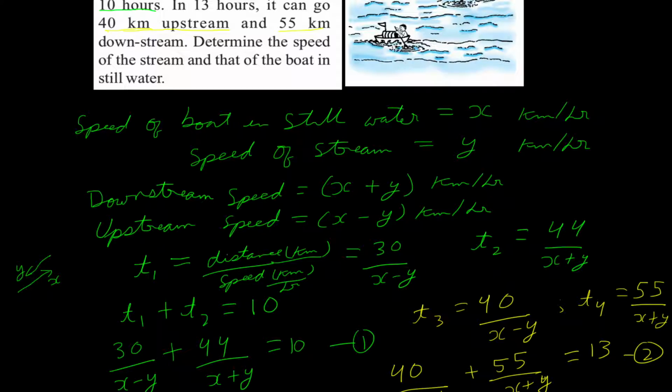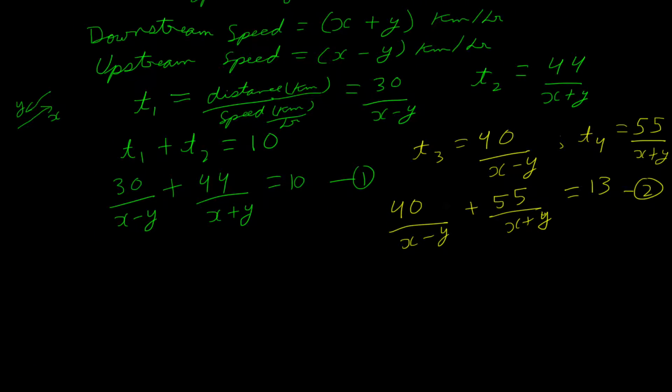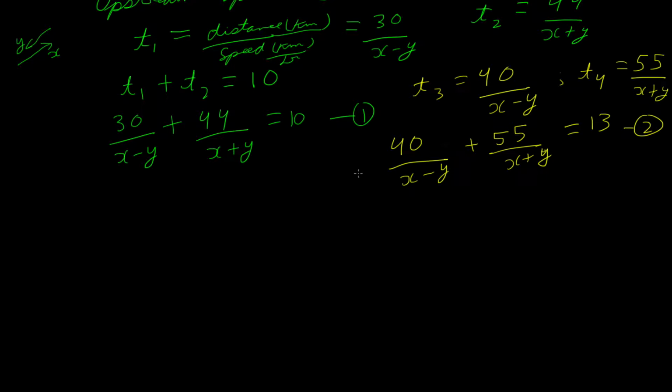Okay. Now there is nothing much left. So now we have two equations here. They don't directly look like linear equations, but we can see that the variable here is 1 by x minus y, the variable here is 1 by x minus y. Here also we have 1 by x minus y, here we have 1 by x plus y, here also we have 1 by x plus y.